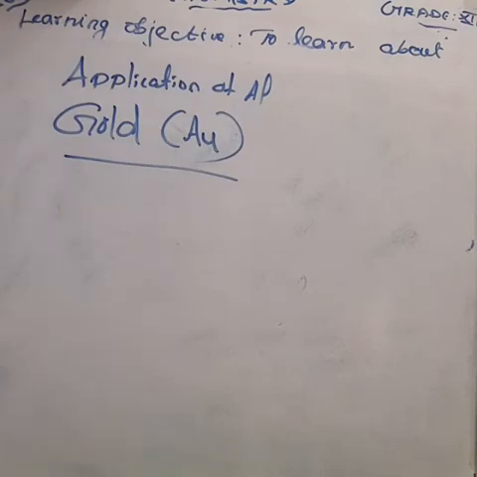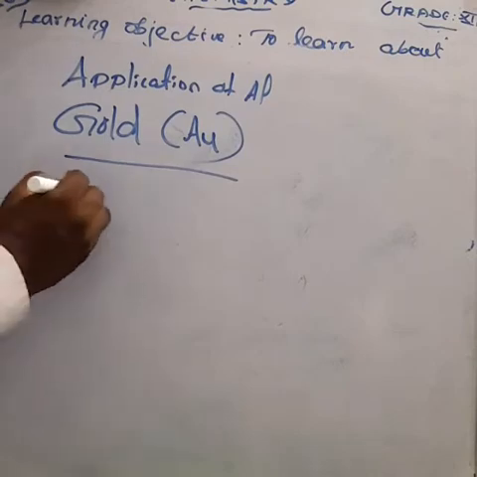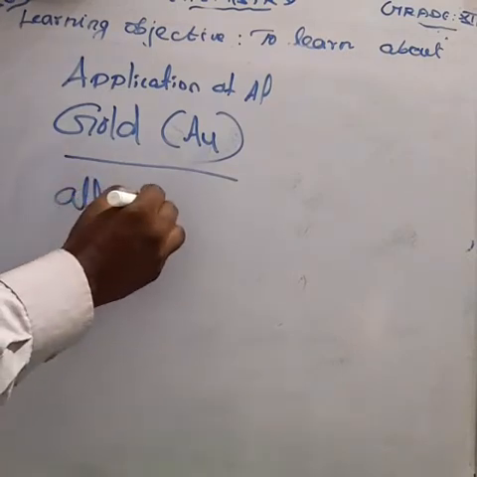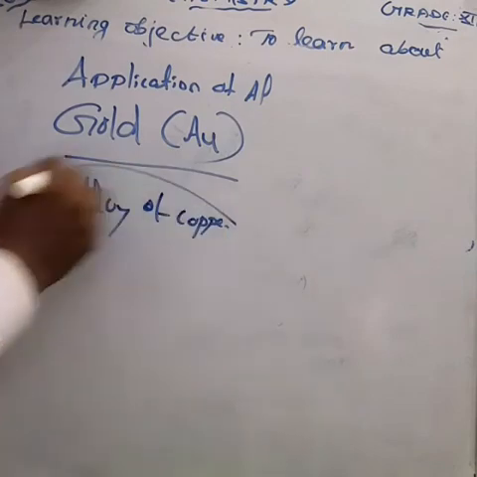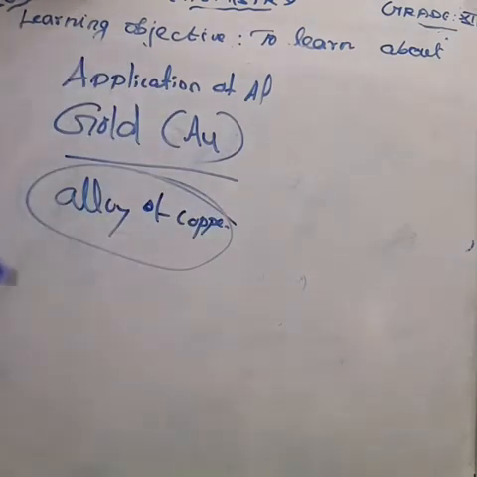Next, it is used in jewelry, in alloy form with copper. Gold is used in jewelry in alloy form with copper. It is also used for electroplating, that is, gold electroplating.